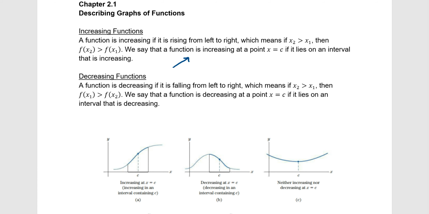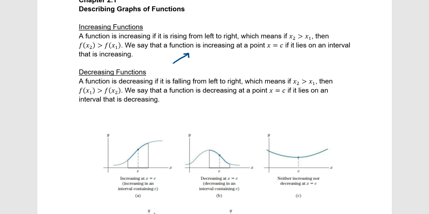That means if x2, an x-coordinate, is larger than x1, then f of x2 is larger than f of x1. And all that means is as the x values are increasing, the y values are also increasing. And for an individual point, we say that a function's increasing at a single point, x equals c, if that point lies on an interval where it is also increasing.